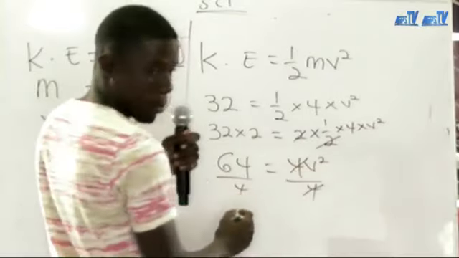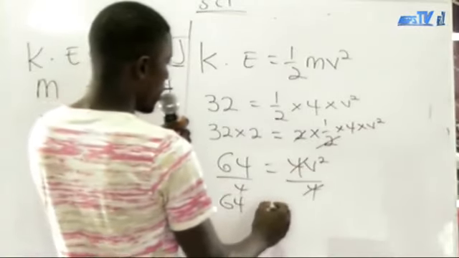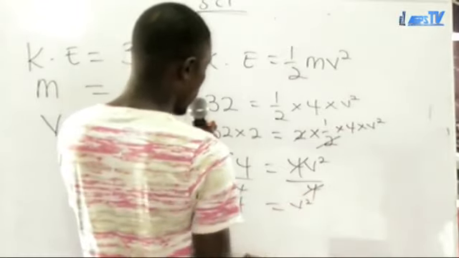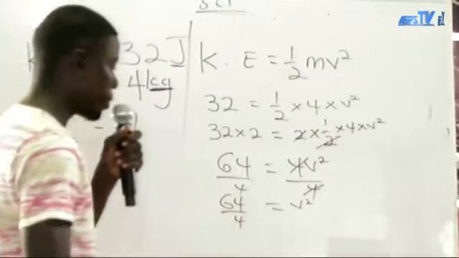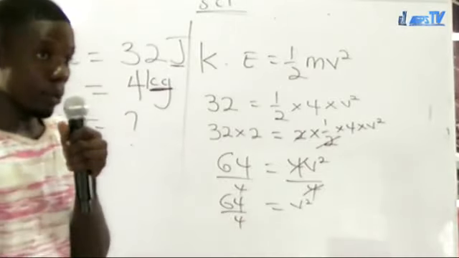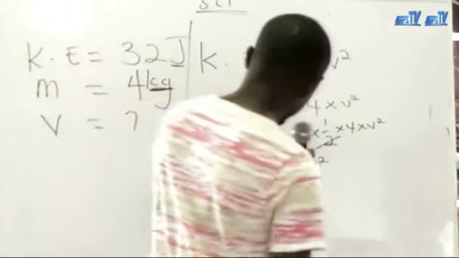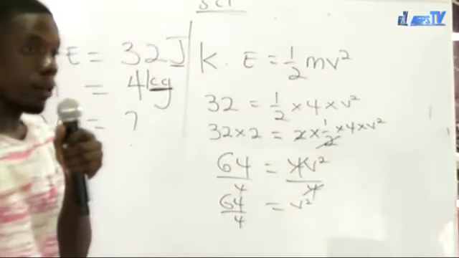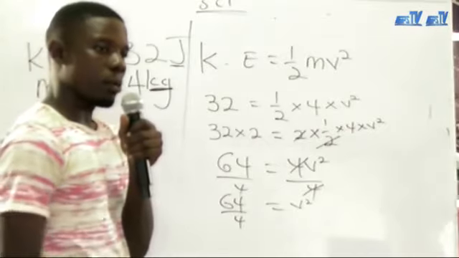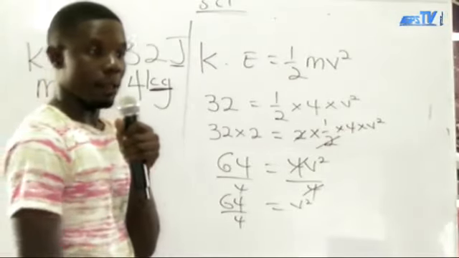So 64 out of 4 is equal to V square. 64 out of 4 will give you 16.